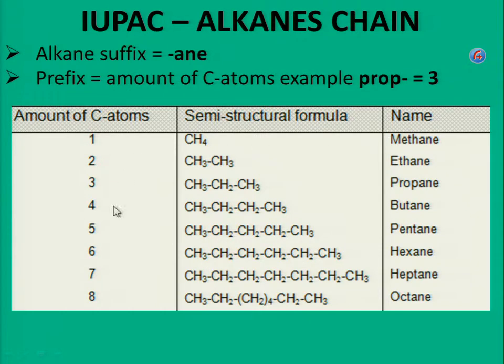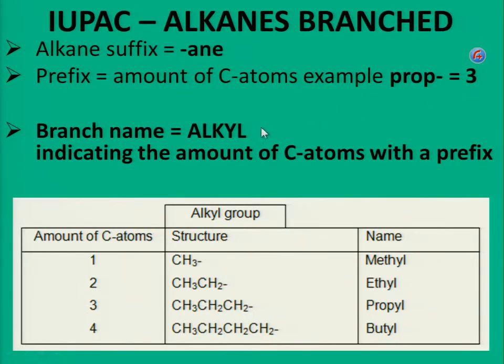And here's your table for learning what prefix is used for how many carbon atoms. Methane, 1 carbon. Pentane, 5 carbons. Octane, 8 carbons, and so forth. You can also have a branched alkane, which means you have an alkyl substituent. This is indicated with the same prefix as before, but now it is methyl for 1, ethyl for 2, propyl, butyl.